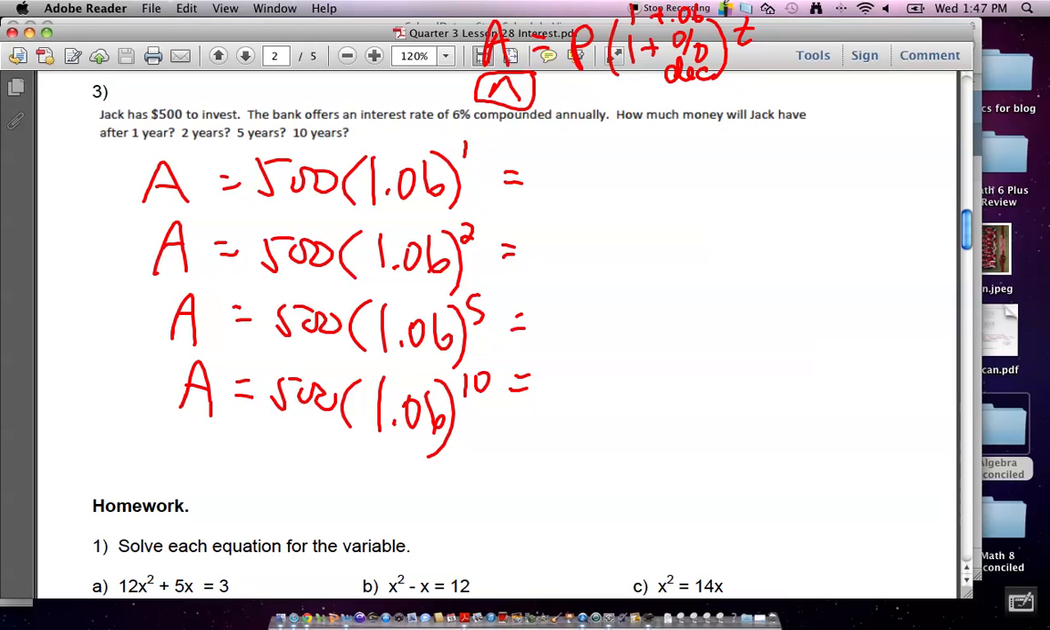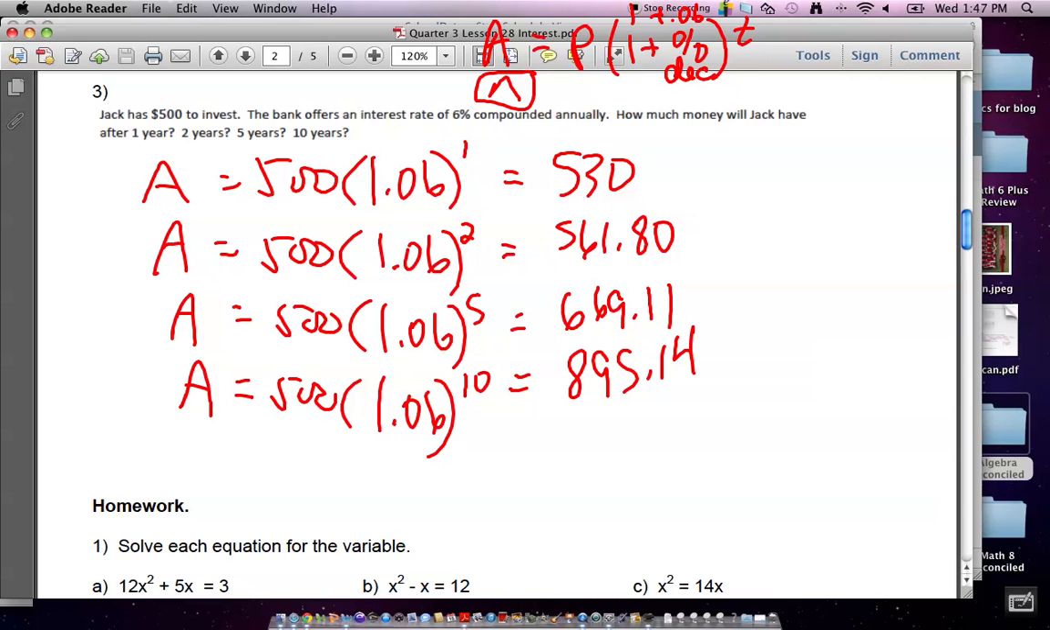Whoa, that's a good one. Okay, so first one's 530. What's the second one? 561 point. And the next one? 6 what? Point. And the last one? 895.42. Okay. Do you notice how it's getting, here it goes up 30, here it goes up 100 plus, here it goes up 42. Here it goes up almost over 100, 180 it goes up. And this one, God, you're going up over 200.